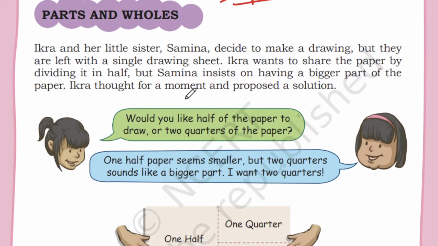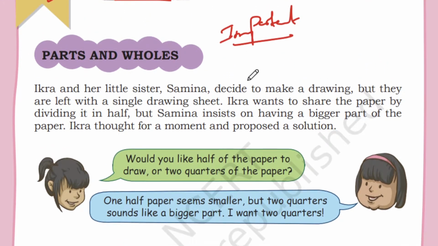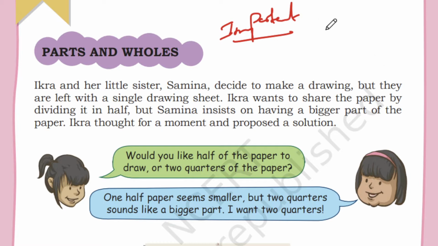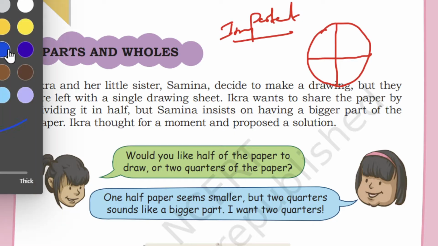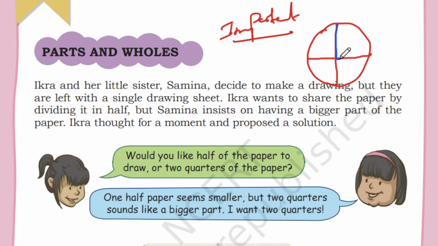Now we will go into this chapter, parts and wholes. So what is a part and what is a whole? We already know whole is a full completed one and part is one part of it. For example, I am separating this into 4 equal parts. This is one part of the whole. So here we have 4 equal parts.